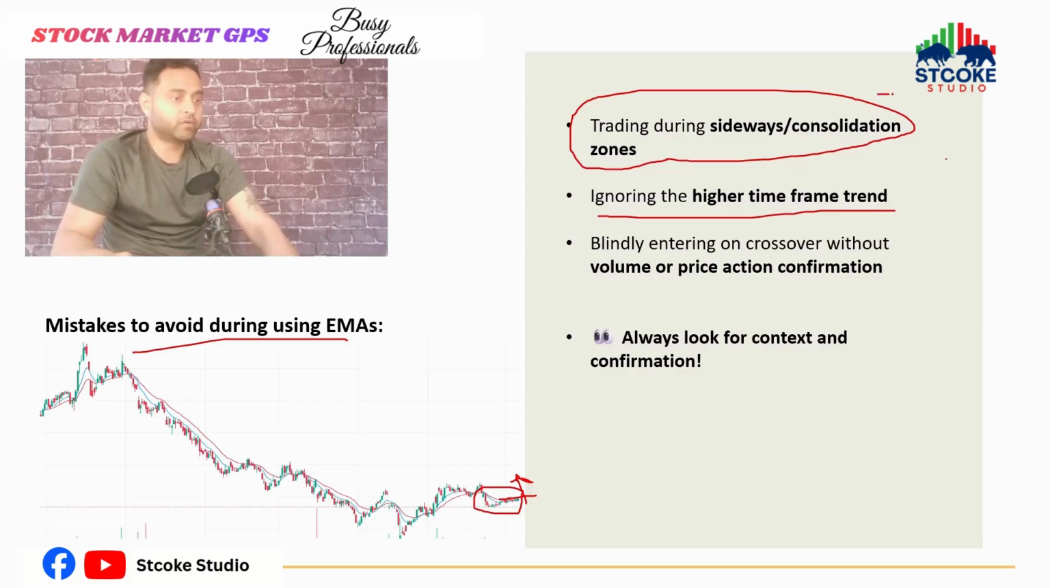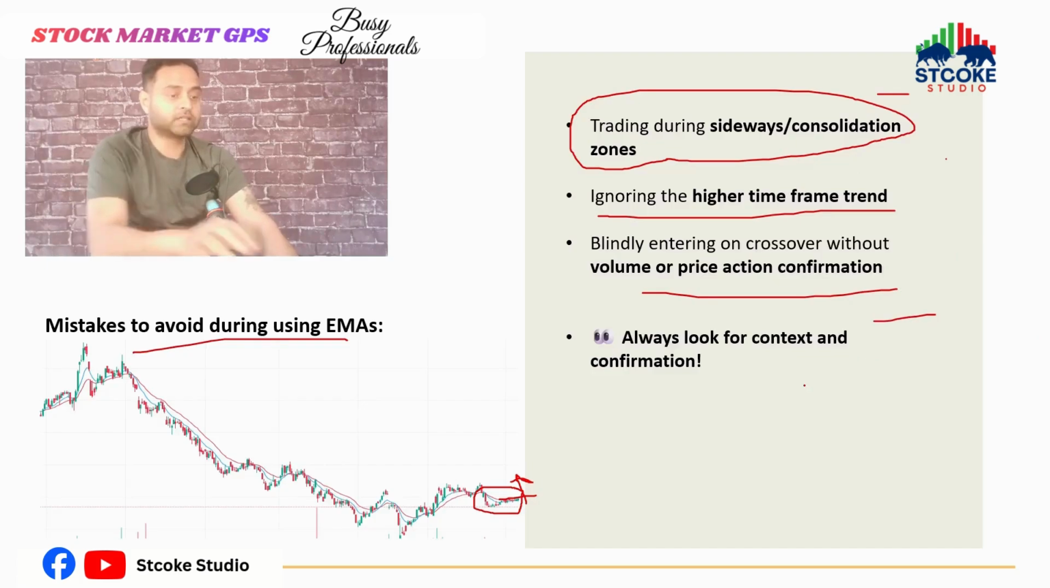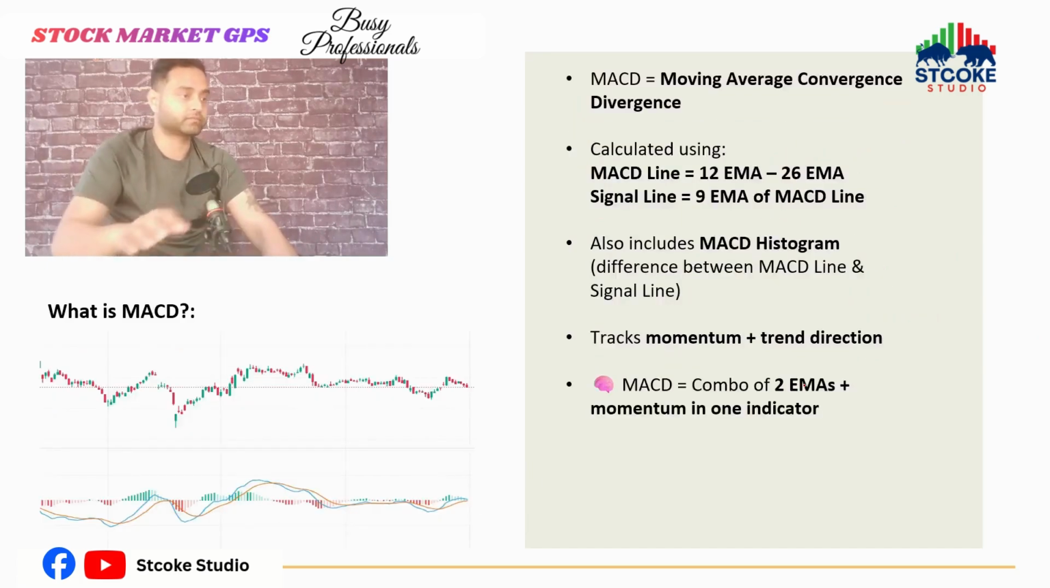Only based on EMA, do not enter. Please always confirm an EMA crossover with volume. So if, let's say, a 10 EMA is crossing above 20 EMA and there's a lot of volume happening in the market at that point of time, that's a stronger confirmation compared to a low volume crossover. Always look for context and confirmation.